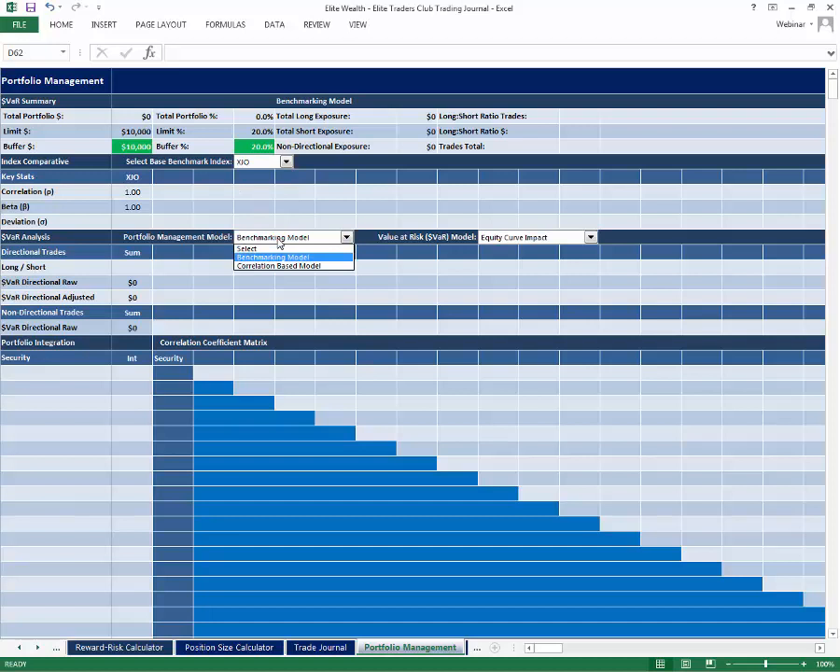You have a choice of models. We're only using the benchmarking model at the moment. The correlation model, which is what this big triangle is down here, is not in use on there. And you should also have the equity curve impact showing as the value at risk model that you're using on here. I'll go through this page in a bit more detail on our tour of the various tabs in a minute. So that's your initial setup.